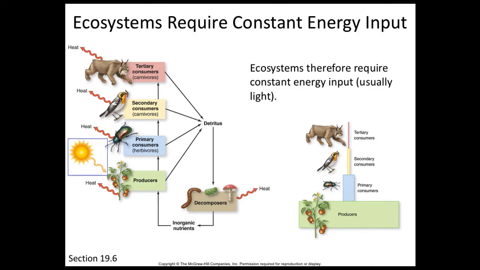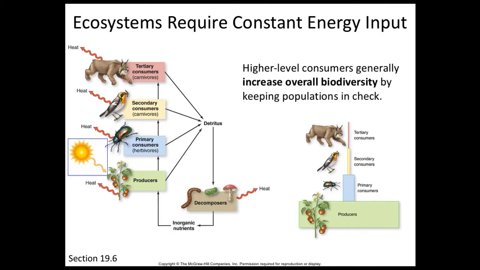Ecosystems therefore require constant energy input, and it's usually light from the sun that fuels these reactions by providing energy for photosynthesis. Higher level consumers generally increase overall biodiversity by simply keeping these populations in check. At first you might think, oh, if we have mountain lions, they're going to eat everything and then there'll be less biodiversity. But in fact, it's just the opposite. Without mountain lions, there would be very little biodiversity because we would not have balance in our system.